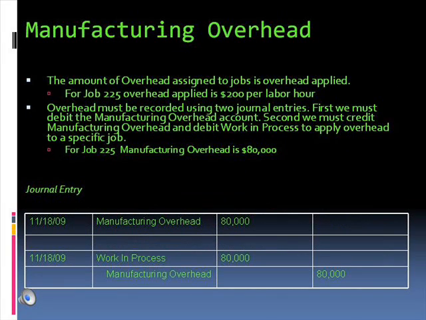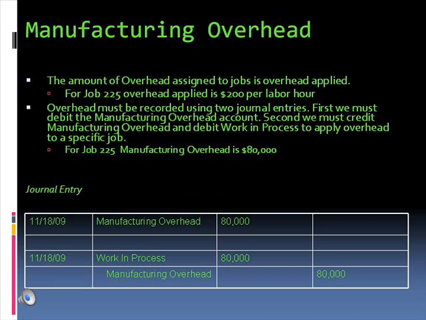On this slide we have some more manufacturing overhead. The amount of overhead assigned to jobs is the overhead applied. Here, for job 225, overhead applied is $200 per labor hour. Overhead must be recorded using 2 journal entries. First, we must debit the manufacturing overhead account. And second, we must credit manufacturing overhead and debit work in progress to apply overhead to a specific job. For job 225, manufacturing overhead is $80,000.